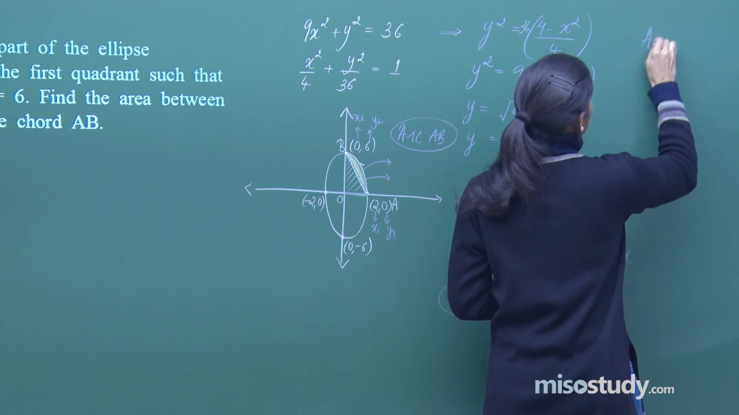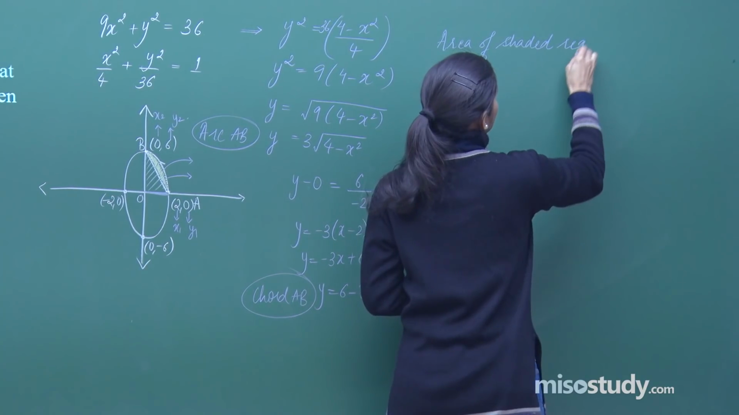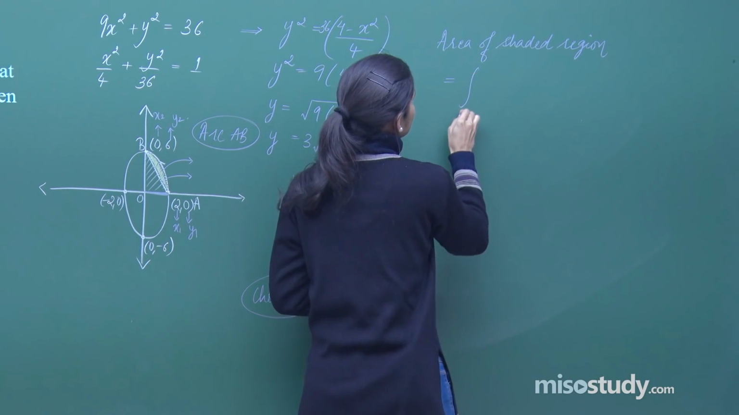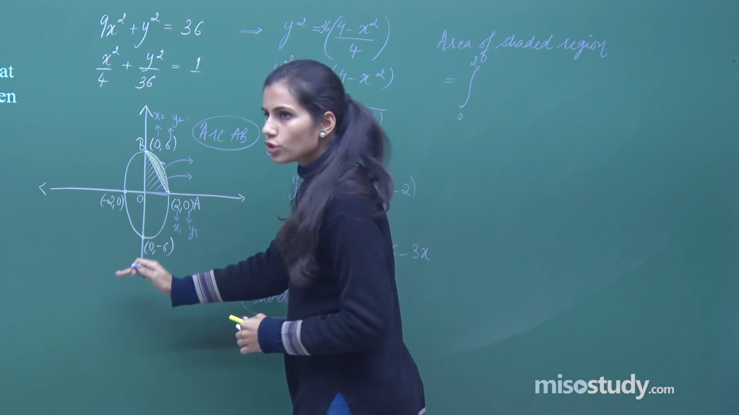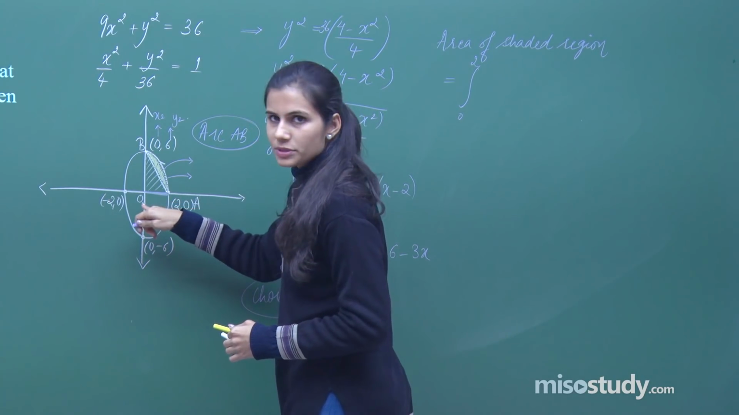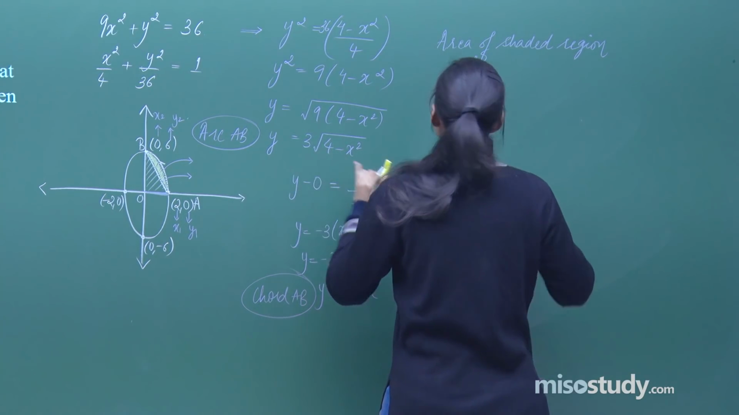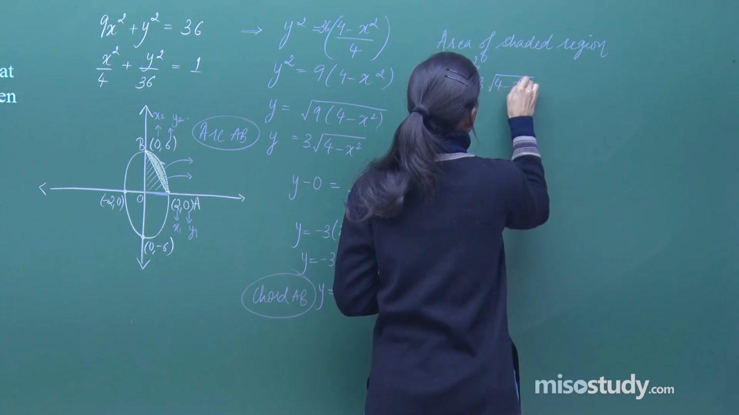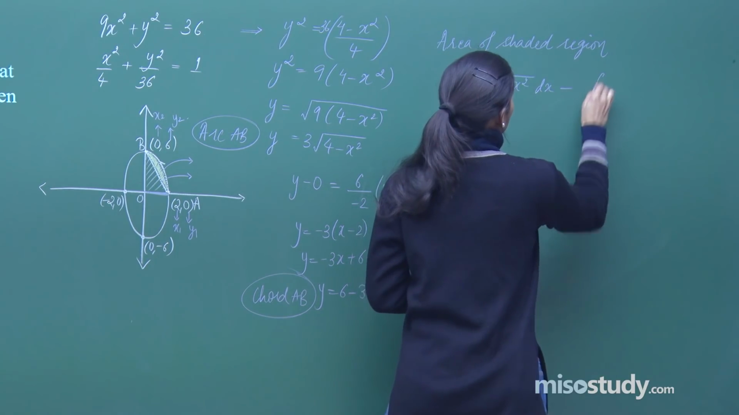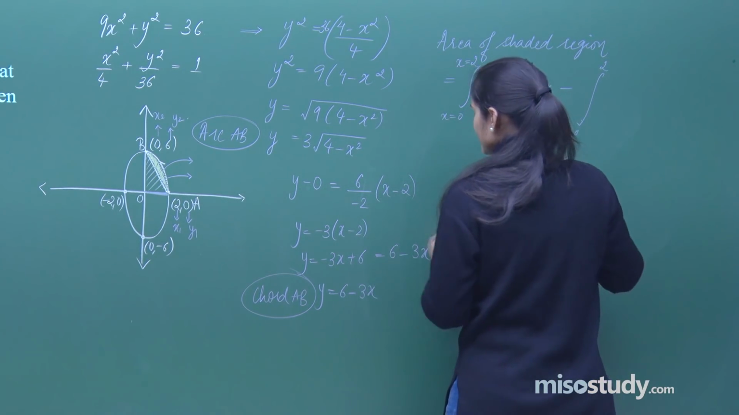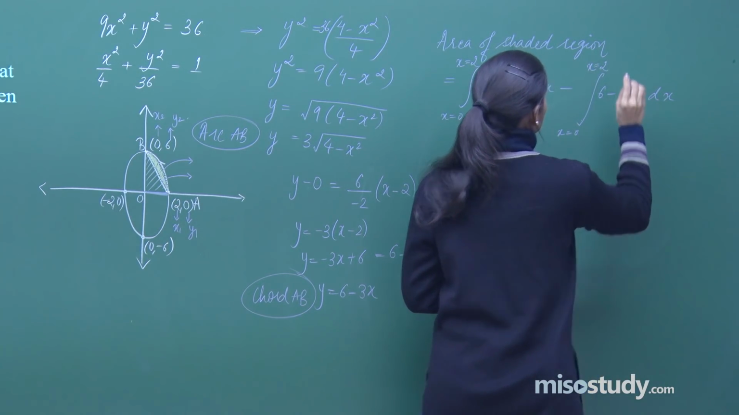So area of shaded region becomes equal to integration from 0 to 2 arc AB minus integration from 0 to 2 chord AB. I am varying x from 0 to 2, right? So here you have arc AB is what? Y equals 3 times root over 4 minus x squared. This is x equals 0, x equals 2. This dx minus integral from 0 to 2, 6 minus 3x dx. This is x equals 0, x equals 2.